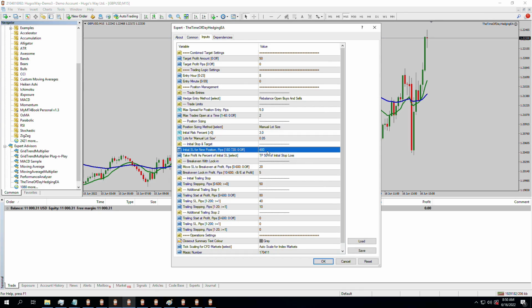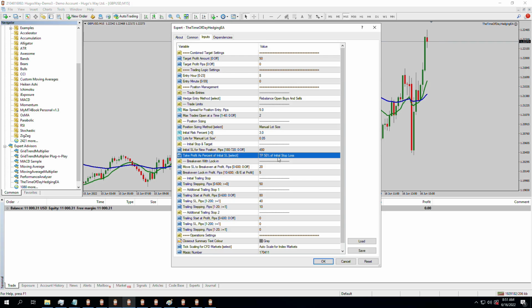On this robot, it allows you to set anywhere from a 180 pip to a 720 pip stop loss. Now that might sound insane. It's not really, because as we look further here, although this one's going to have a 480 pip stop loss, the moment that the take profit, the break even and the trailing stop start following it, that 480 becomes pointless really. Now, there's also a setting in here which is a little bit weird, but it says to set the take profit at 50% of the initial stop loss. Okay, so it's going to set an initial take profit of 240 pips.